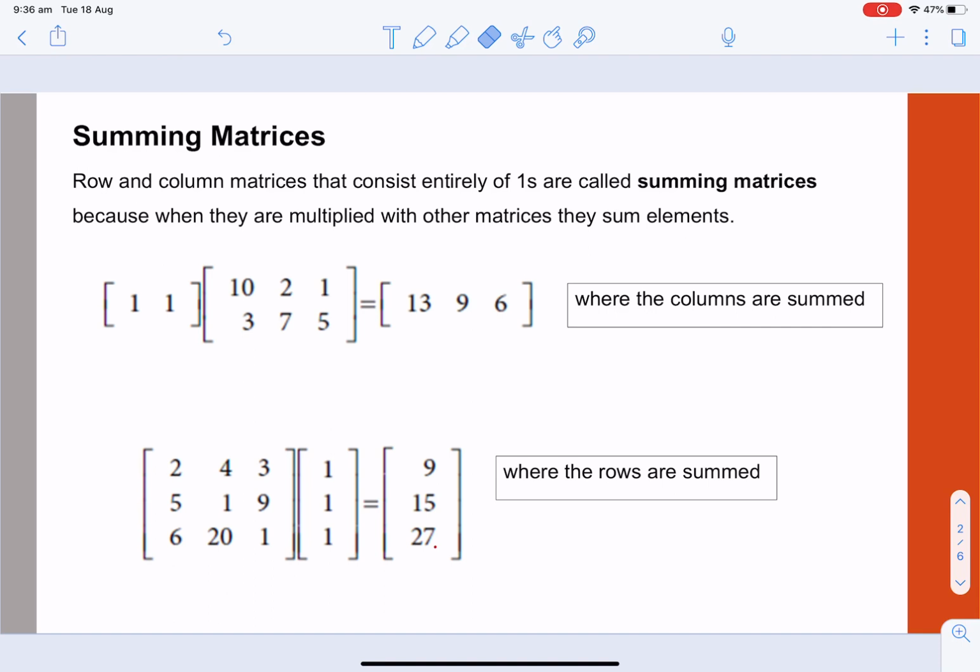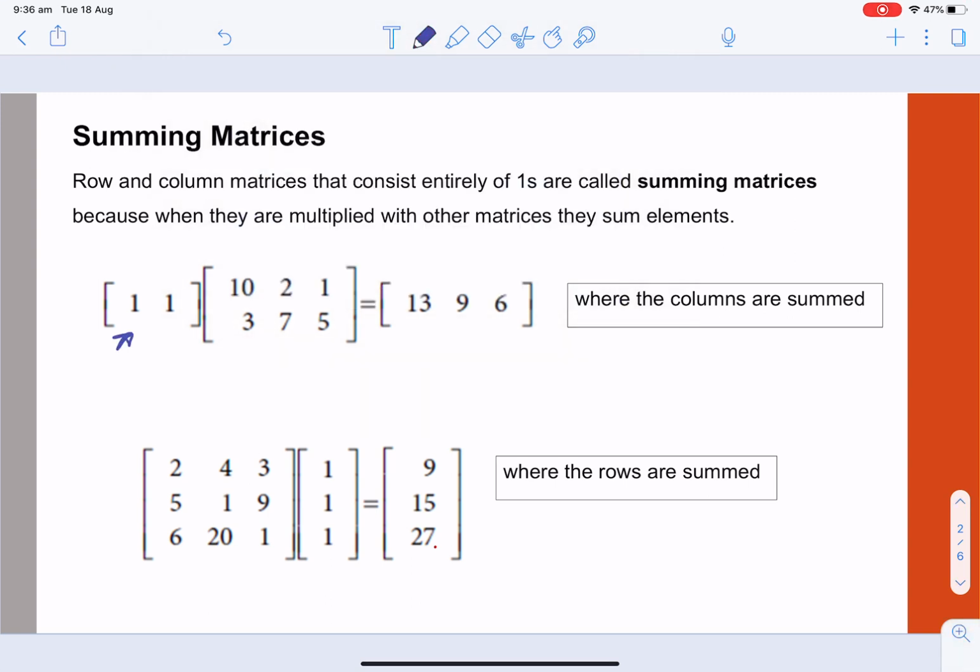Summing matrices. Rows and column matrices that consist entirely of ones are called summing matrices because when they are multiplied with other matrices, they sum elements. Okay, that makes sense. Not really, actually. So what is a summing matrix?